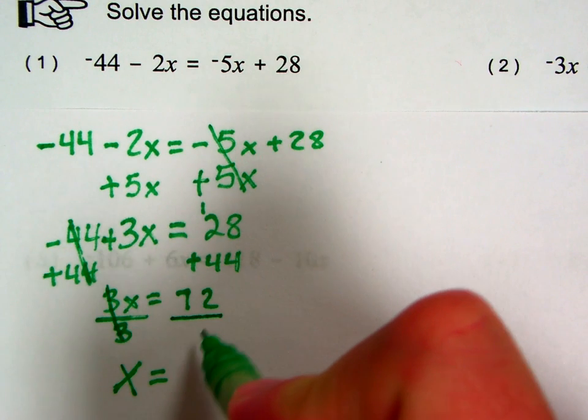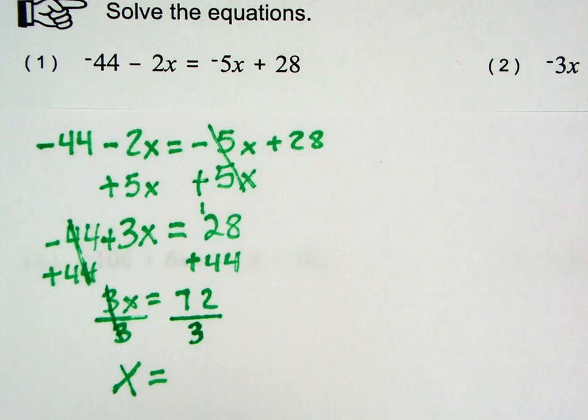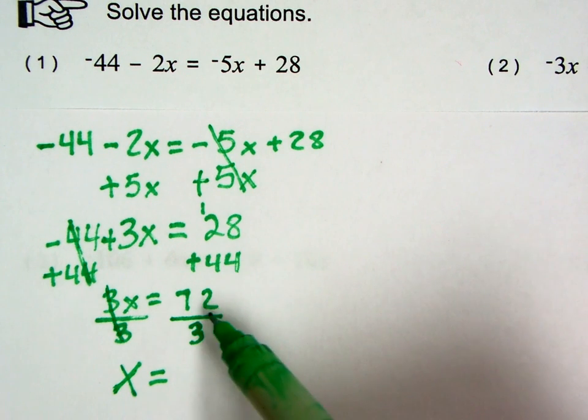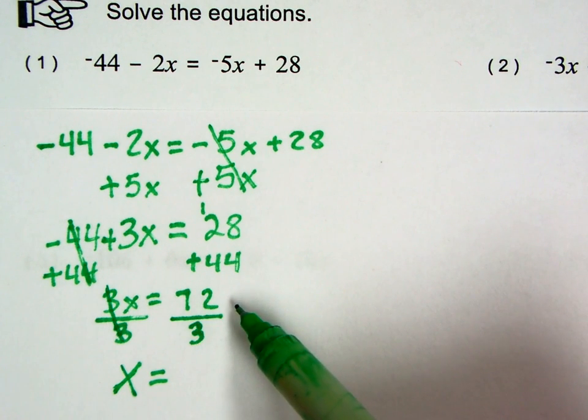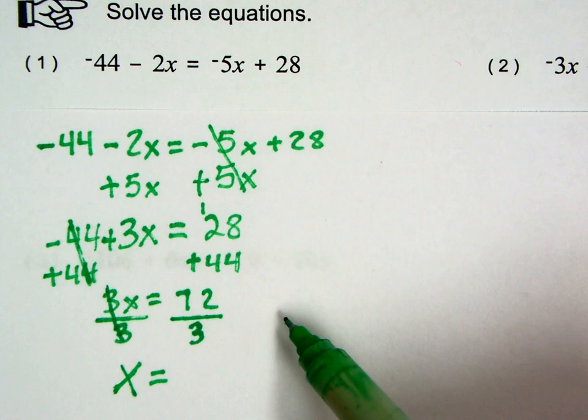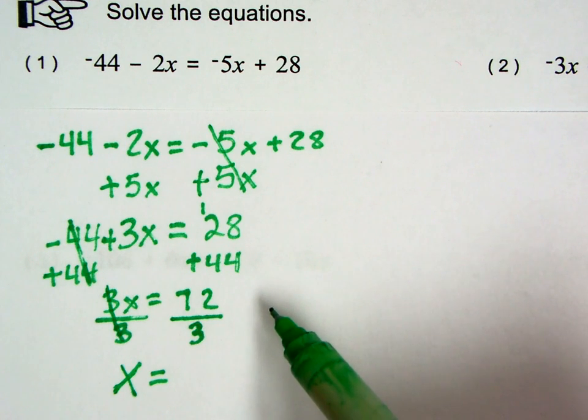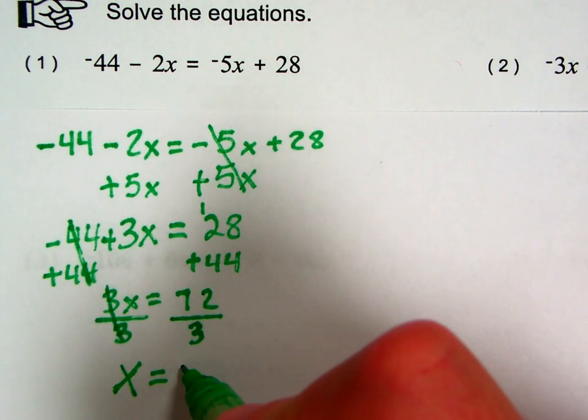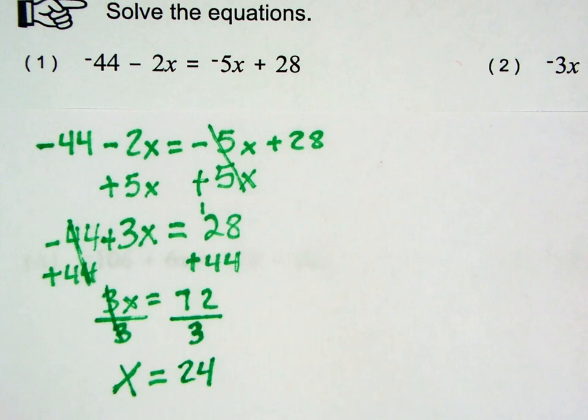Now, if we do this to this side as well, 72 divided by 3, I have to mentally think about what that is. 60 divided by 3 would be 20, and this is 12 more, so that would be 4 more, so x would equal 24. X would equal 24. Now again, that's just 3 steps.